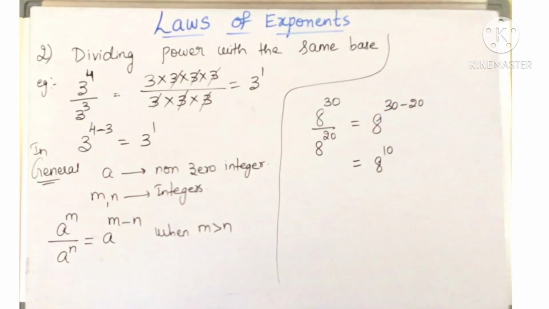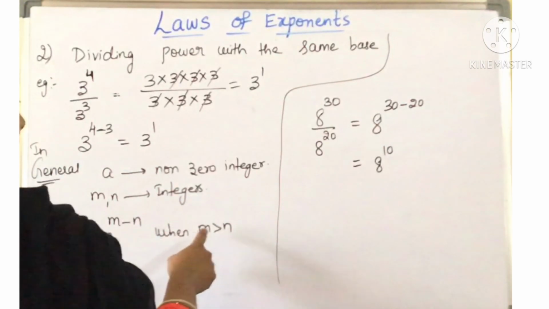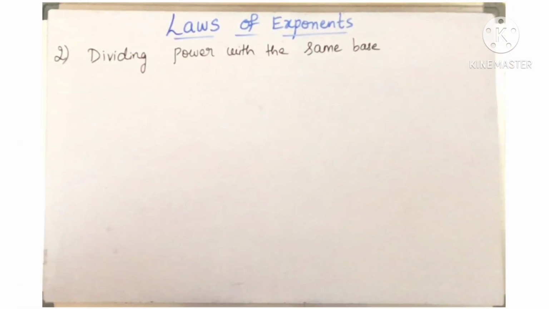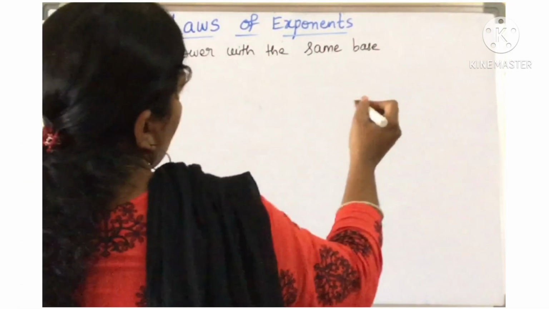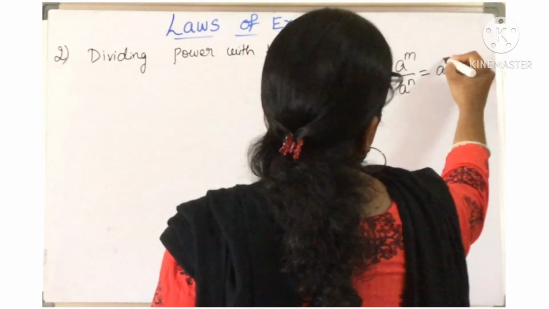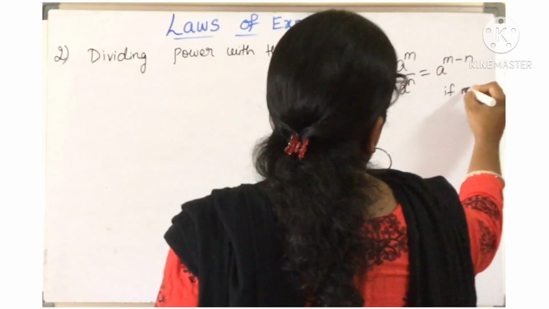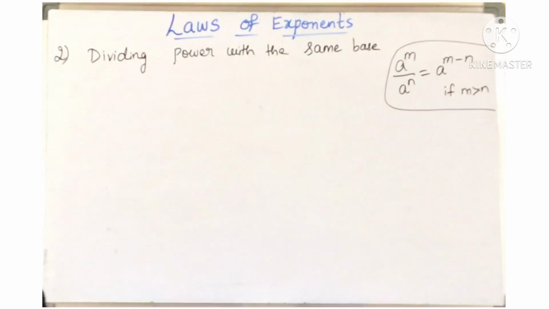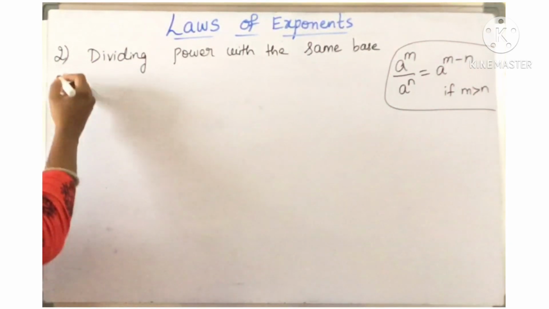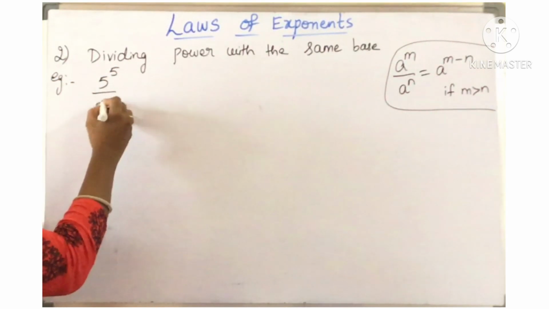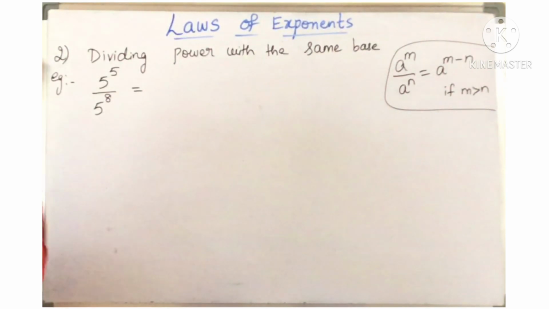Okay. Now I will tell you another formula where m is less than n. Just now we did a to the power of m by a to the power of n is equal to a to the power of m minus n if m is greater than n. So what is the condition when m is less than n? That we are going to check now. I will take one example here. 5 to the power of 5 by 5 to the power of 8. If you observe here, the numerator power is smaller than the denominator, right?